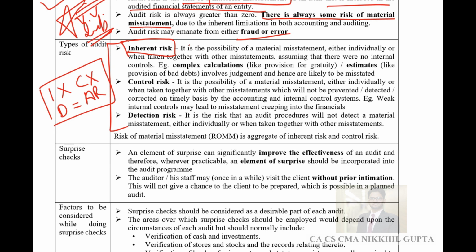I'll give you an example. If there is a complex calculation of a particular expenditure, or a complex calculation of gratuity payment which is to be made, or leave encashment payment, or provident fund payment, then there is an inherent shortcoming in that calculation, that it may be erroneous. If it is complex, like actuarial valuation, which is a very complex procedure.